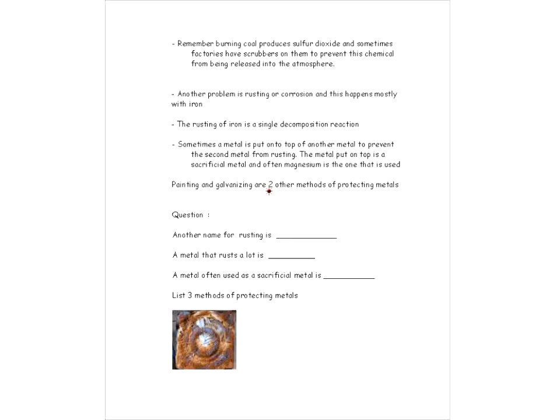Okay, so a few questions to think about. What's another name for rusting? And what's a metal that rusts a lot? And the second last question is, which metal is often used as a sacrificial metal? So again, just read up above. And now, what are the 3 different methods we talked about for protecting metals?